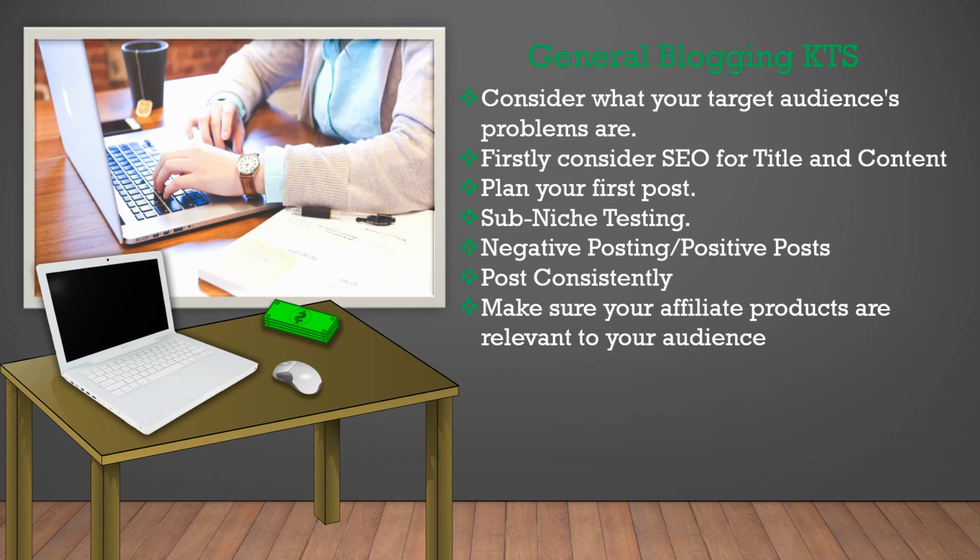A negative post will be something like, why affiliate marketers fail, while a positive post would be something like, how you can make $10,000 a month affiliate marketing. They both incur different emotions, and one might perform better than the other, or they both might perform well. And both methods can be effective depending on the topic you're writing about. You must make sure to post consistently in order to maintain and build up an audience, though. It's also very important that you make sure your affiliate products are actually relevant to your audience in order to have a good conversion rate.